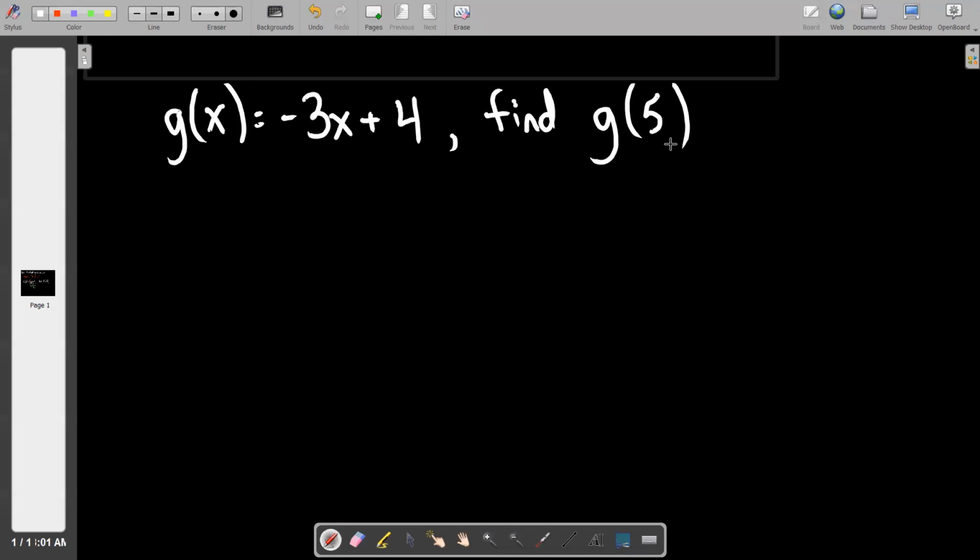What's this function's name? G. Very good. Just G is his name. What is he a function of? X. That means he's a function. He waves at you and says, hi, my name's G. I play with X's. He takes inputs of X. And what does he do with inputs once you give them to him? What does he do? What's his math? What does his function rule right here claim he will do?